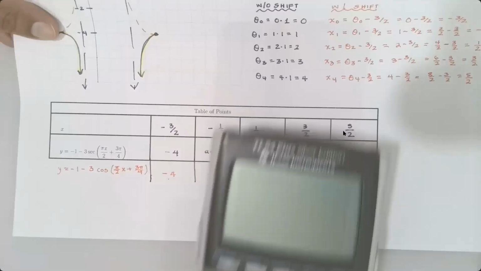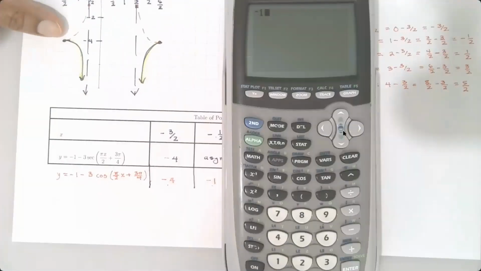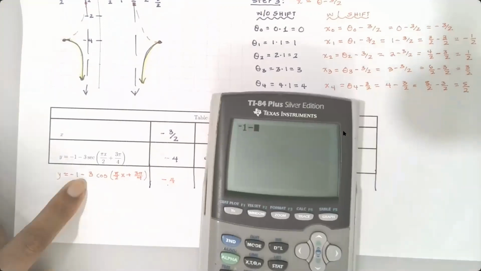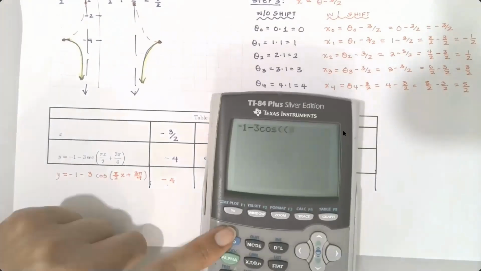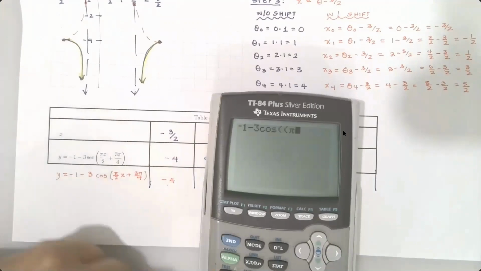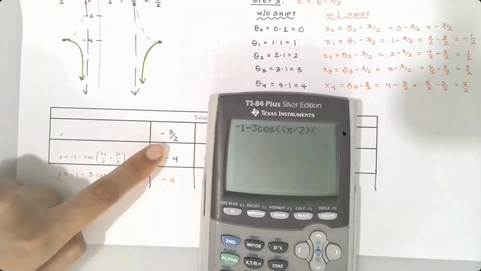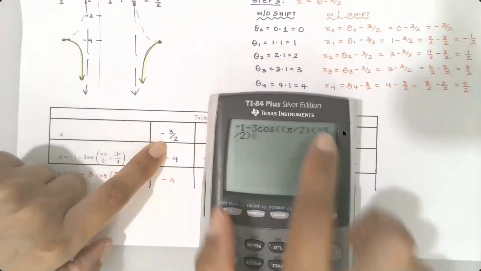What I did is I did negative 1, so the negative symbol, then 1. And then minus a 3 times cosine. And what I did here was I enclosed the pi over 2 in parentheses to make sure that that gets computed as one fraction by itself. And then we're going to multiply with the first x value, which is a negative 3 over 2. So multiply with negative 3 over 2. And this is closing the second fraction.